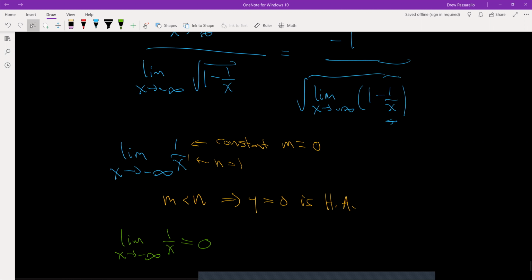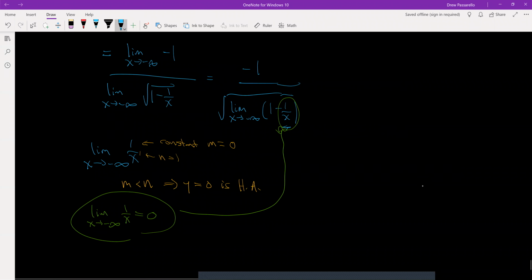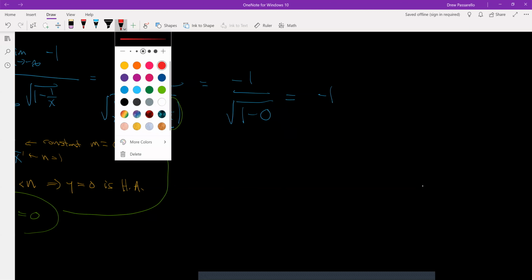All right, so combining this with what we have, this part is 0. So I'm going to have negative 1 divided by the square root of the limit as x goes to negative infinity of 1, which is just 1, then minus the 1 over x part, which is 0 as x goes to negative infinity. So I have negative 1 divided by the square root of 1, which is going to give me negative 1. All right, so that's going to be our answer.